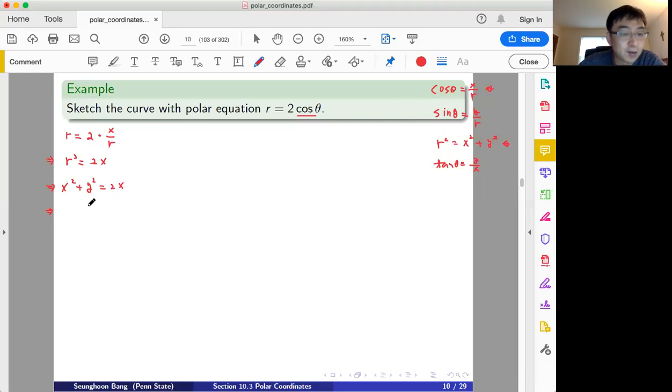So I want to make some changes. We can subtract 2x from both sides, so we have x squared minus 2x plus y squared equals 0. Next, we can change this one to the standard form of a circle. What is the standard form of a circle? Do you know this one?